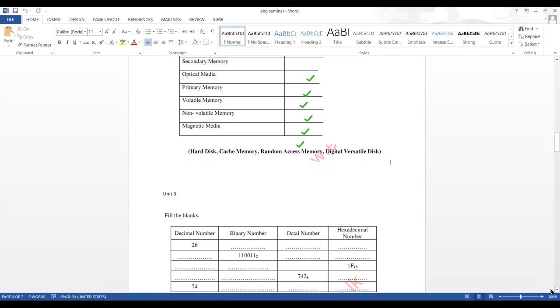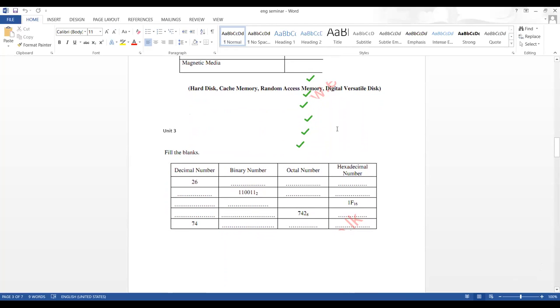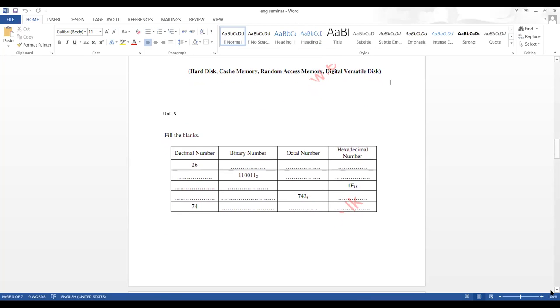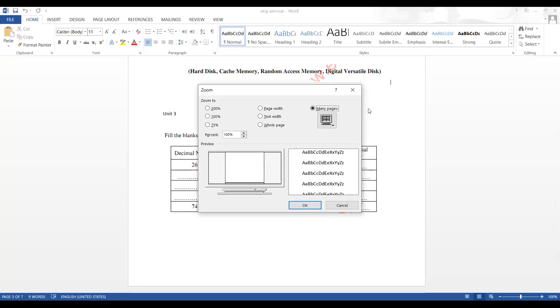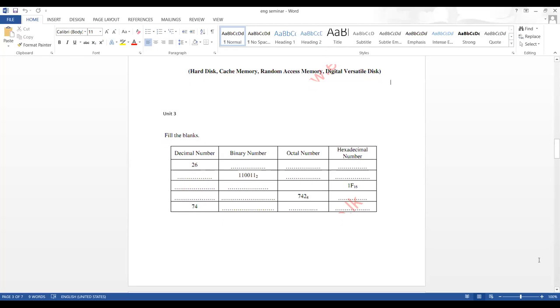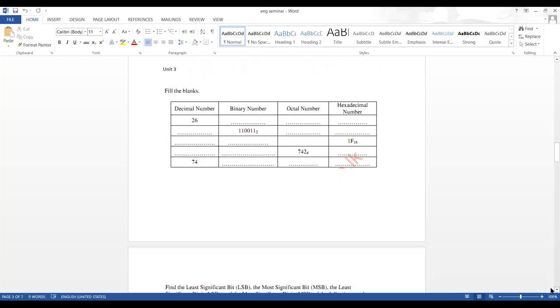I'm not going to ask you to do this one, it takes time. If you are working on a computer or mobile phone, you can take a screenshot of this one and you can do it later. Just take a screenshot. So it will take a bit long time, so I'm not going to discuss that. Okay, I'm moving forward.